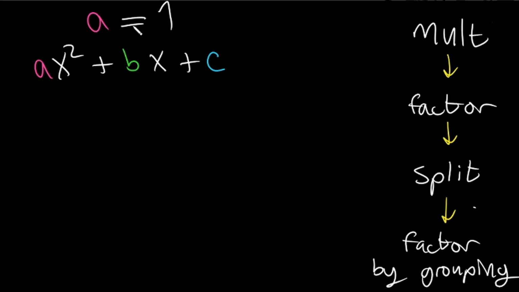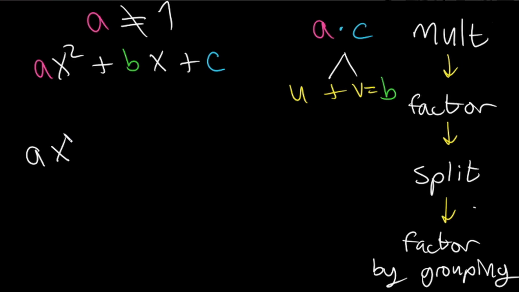Let's look at situations where your leading coefficient is not equal to 1. So your first step is going to be to multiply a times c. Then you're going to factor it, like we did before, looking for two factors that add to b. And we'll call them u and v. And u plus v should be equal to b. Then we're going to split. Now this is where it differs from when you have a leading coefficient of 1. You're going to rewrite your equation as ax squared plus, but then you're going to split b into u and v.